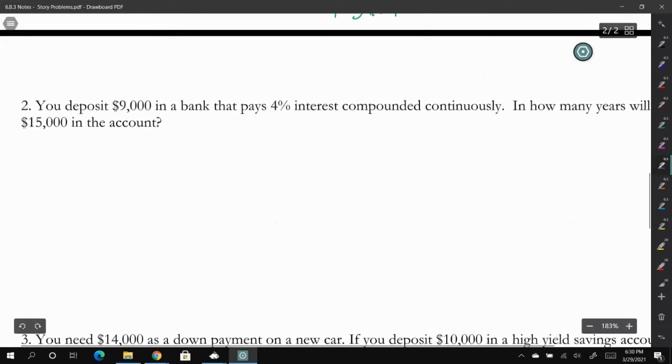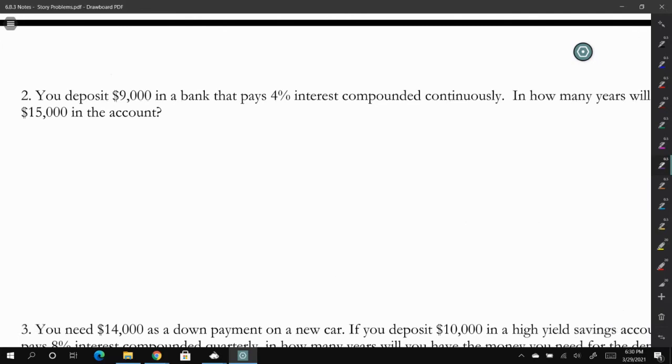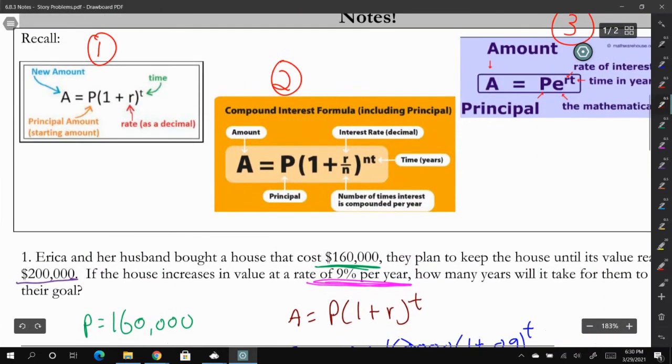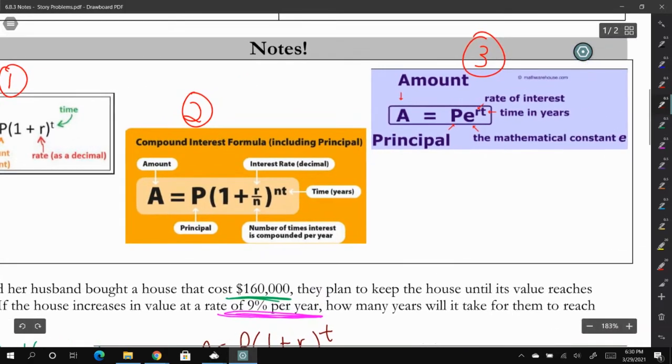So then on the next page, we see that we deposit $9,000 in a bank that pays 4% interest compounded continuously. In how many years will there be $15,000 in the account? Because it says compounded continuously, that means I'm going to use equation number 3 up here. And when we use equation number 3, the nice thing about that is that we can skip using the change of base formula because we have this e right here, e raised to some power.